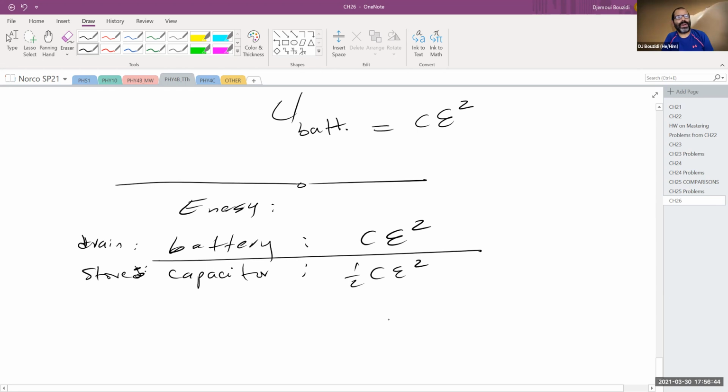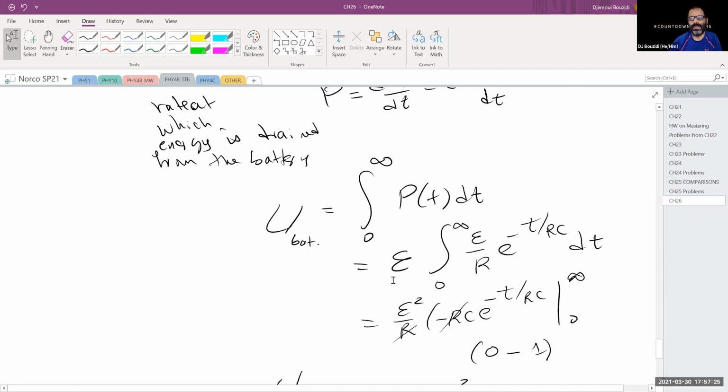Do we have a missing amount of energy in here or not? And how much? So we took C epsilon squared, we stored in the capacitor one half of C epsilon squared. So do we have a missing amount? Yes. Would it be in the form of heat which is lost? Yeah, 50% is here, so there is 50% that is missing. Do you guys agree with Byron that that's probably where it went? It went to the resistor?